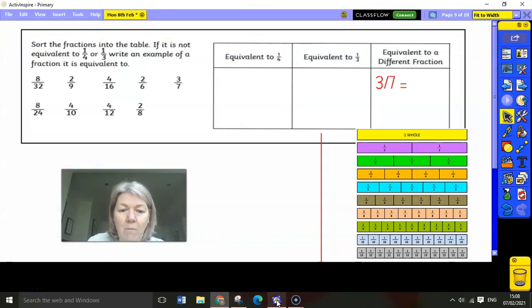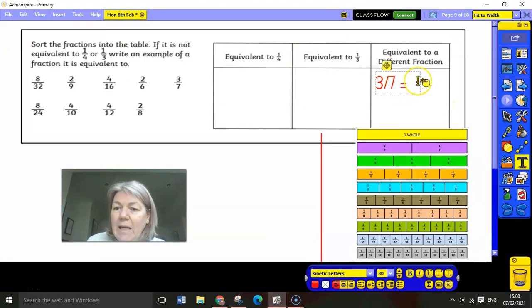So I am going to go back and I am going to jot in that 3/7 is equal to 6/14. That's odd, isn't it? I've spotted something. I can see that 3, if I multiplied 3 by 2, that would make 6. And if I multiplied 7 by 2, that would make 14. I wonder if that's another way to find out equivalent fractions. Maybe we'll have a little investigate of that in a second.